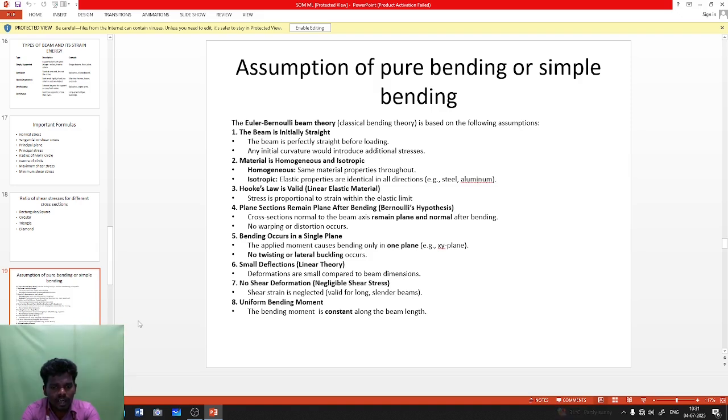Plane sections remain plane after bending, that is Bernoulli's hypothesis. The cross section normal to the beam axis remains plane and normal after bending. No warping or distortion occurs. Bending occurs in the same plane. The applied moment causes bending only in one plane, for example the xy plane. No twisting or lateral buckling occurs. Small deflection, linear theory: deformations are small compared to beam dimensions and shear deformation is negligible. The shear stresses are negligible. Uniform bending moment: the bending moment is constant along the beam length.